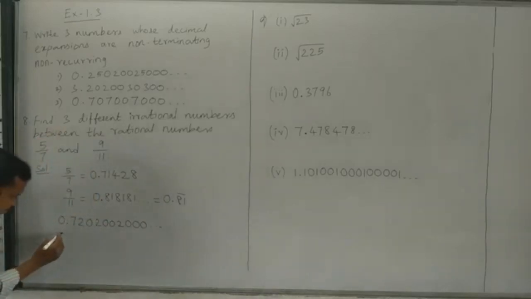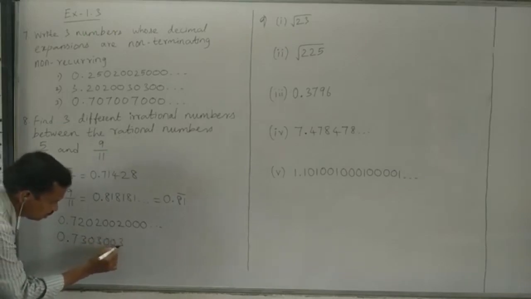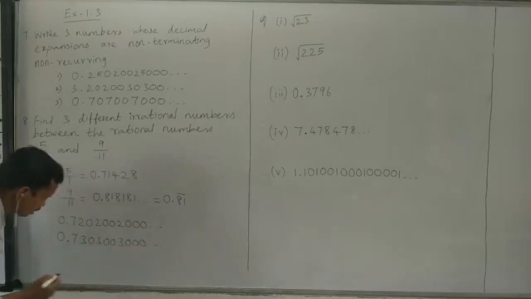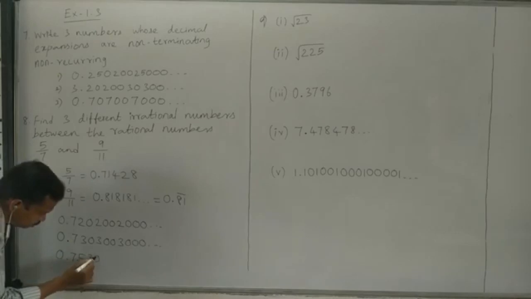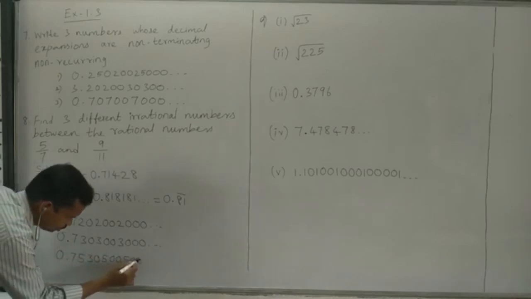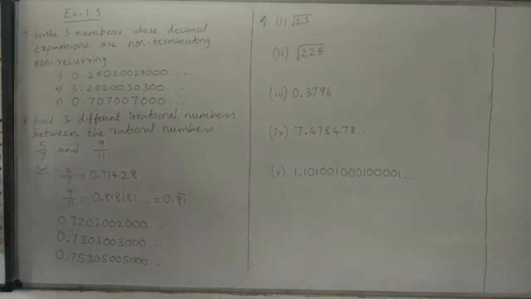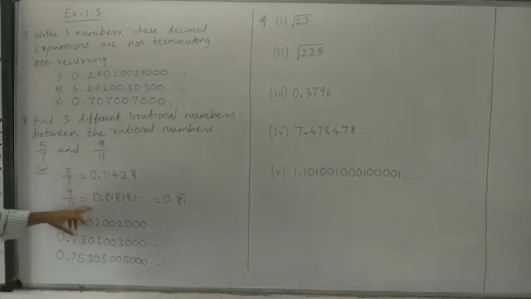We can write anything. So 0.730, 300, 300, etc. And next one 0.7530, 500, 500. So like that, anyway, you can write as non-terminating and non-repeating. But that should be between these 2. So like this, you can find the answer.